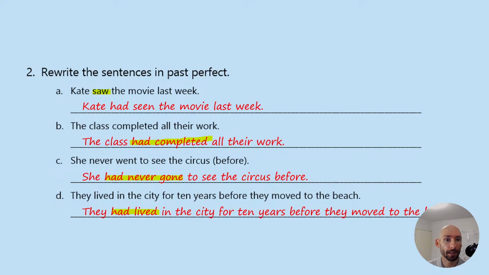This last sentence is a good example of two past tenses being used together. We've got the clause written in past perfect. They had lived in the city for 10 years. And then we've got past simple. They moved to the beach. And we know that the clause written in past perfect happens first. So we know that this happened before this.